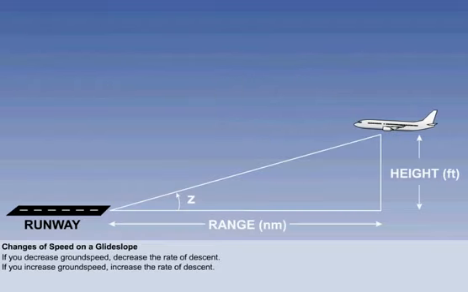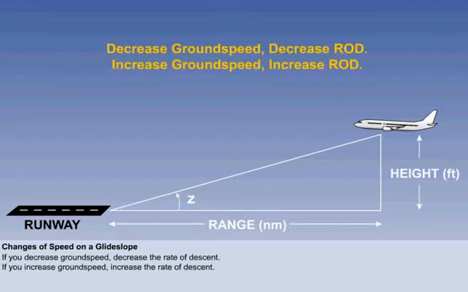Sometimes you need to calculate the change of rate of descent associated with a change of speed on the glide slope. The rule is simple enough. If you decrease ground speed, decrease the rate of descent. If you increase ground speed, increase the rate of descent. However, it can be confusing if the change is given in terms of headwind. An increase in headwind is a decrease in ground speed. So if the headwind increases, you need to decrease the rate of descent.